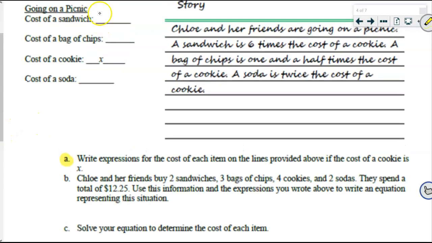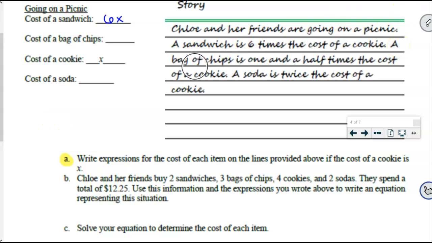Just write expressions. So we've got these little blanks. Let's fill in the blanks. We're going to write an expression for the cost of each item. Let's read it again. Already we have the cost of a cookie is X. So let's now reread knowing that the cost of a cookie is X. A sandwich is 6 times the cost of a cookie. What are we going to write there for a sandwich? 6 times the cost of a cookie. Hayden. 6x. That's showing 6 times the cost of a cookie, which is X.